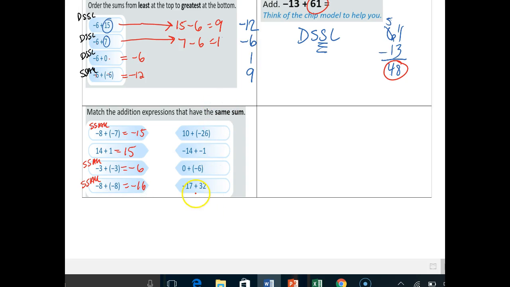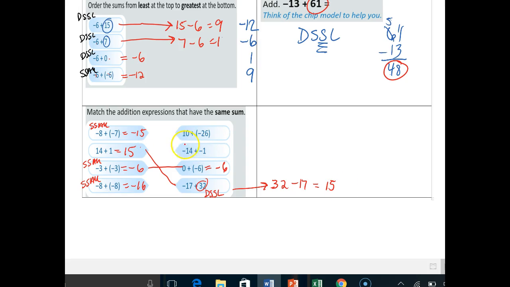So let's find out the DSSL ones that have the same. Well, 0 plus negative 6, that's an easy one to start with. Just gives me negative 6. So those two match up. Negative 17 plus 32, that's a DSSL. DSSL, different sign, subtract. So 32 minus 17 will give me 15, and is my answer positive or negative? I have more positive, so positive 15. So these two match up. So that was positive 15, and this was positive 15.